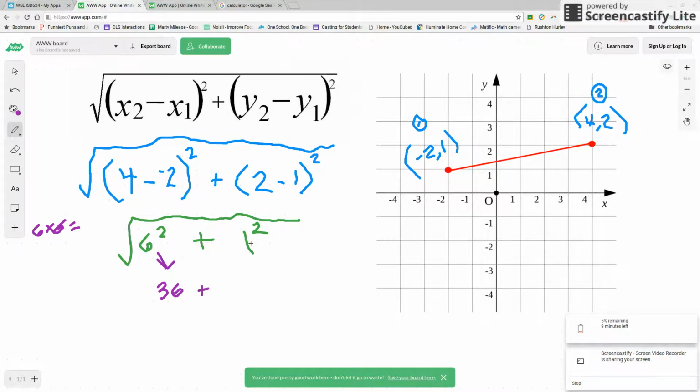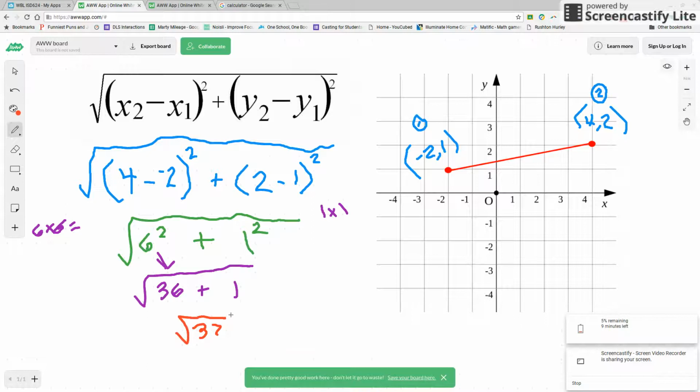I'm going to add 1 to the second power, which is the same as 1 times 1. 1 times 1 is 1. So now we have this new equation of the square root of 36 plus 1. All right, final step, I add it together. 36 plus 1 is 37. And so we have the square root of 37.